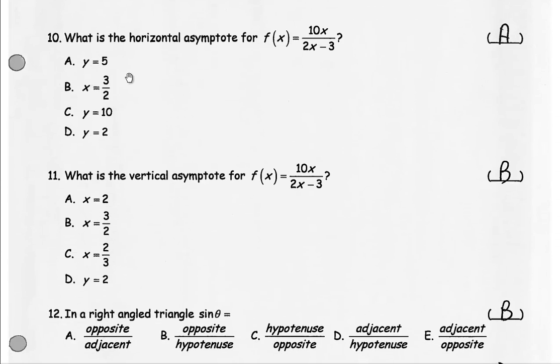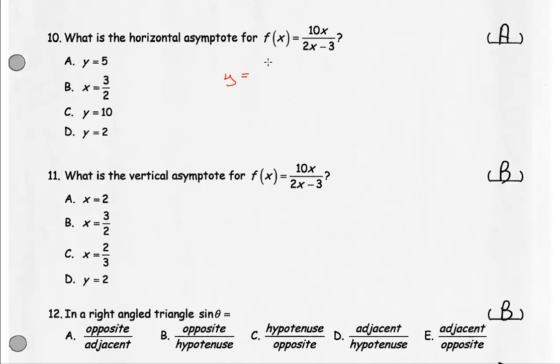Flipping on to question number 10, what is the horizontal asymptote for this function? And notice that in this rational function, the power of x in the numerator is the same as the power of x in the denominator. And so I refer to those as the dominant terms, and it's x the first on top and x the first on bottom. So to get the horizontal asymptote, what we do is it's actually the limit of this function as x tends towards infinity.